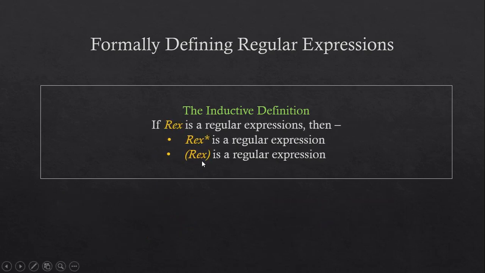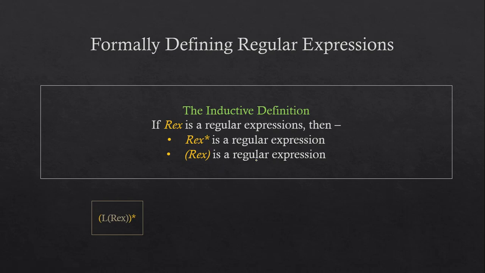Now, our second inductive definition is if rex is a regular expression, then its closures are regular expressions as well. So that includes positive closure and lim closure. And similarly, like before, if the language of rex is denoted by L of rex, then what is going to be the language of rex star? Well, it's going to be the lim closure of the whole language. So this is the language of rex star.